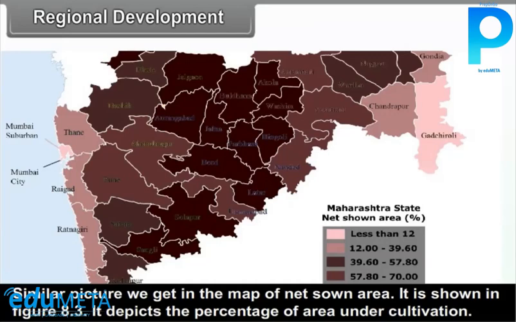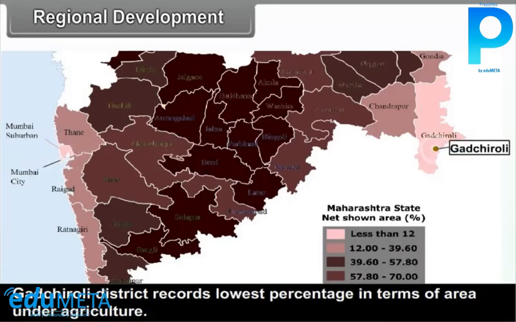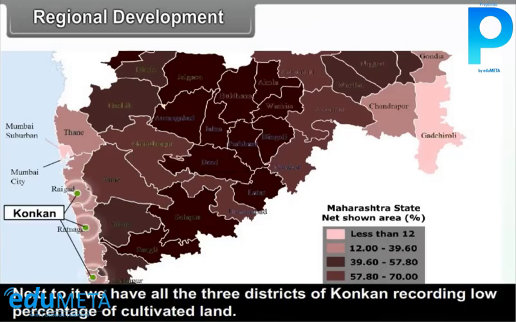Similar picture we get in the map of net sown area. It is shown in figure 8.3. It depicts the percentage of area under cultivation. Apart from both the districts of Mumbai, which are totally urban, other districts have varied percentage of area under cultivation. Gadchiroli district records lowest percentage in terms of area under agriculture.